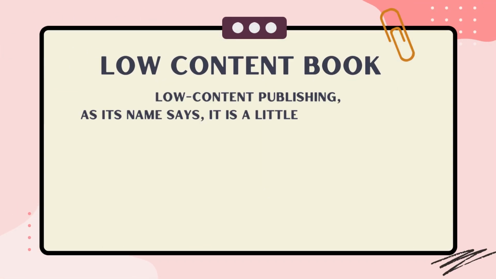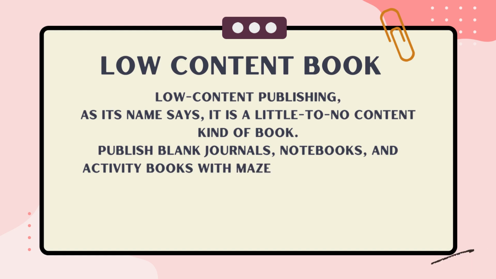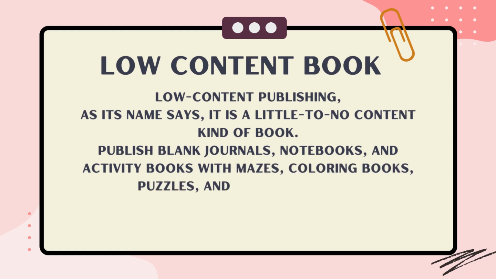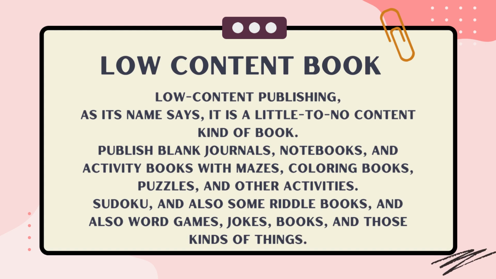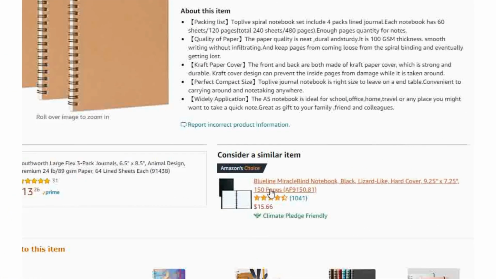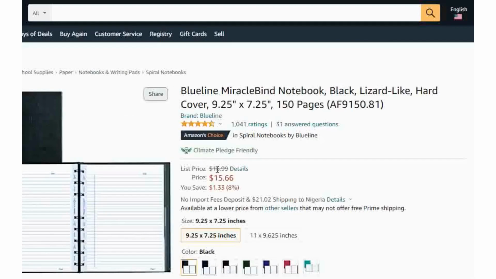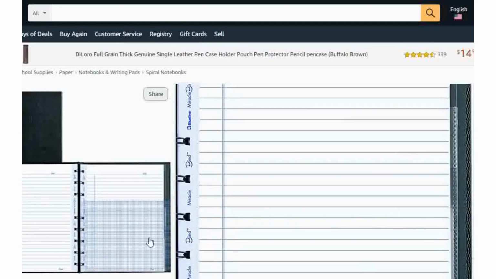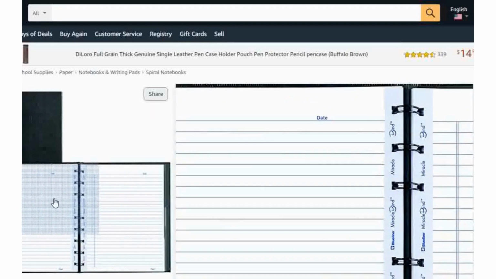Alright, so I want to start by talking about what low content publishing is. As the name implies, low content publishing is books with little to no content, like blank journals, notebooks, and activity books, which include coloring books, puzzles, sudoku, some reader books, and also word games. Apparently, low content publishing is where the content of an actual book is low, or sometimes there's really no content in it at all. When it comes to journals and notebooks, it is just plain pages with lines on it. This is what a potential low content book looks like.